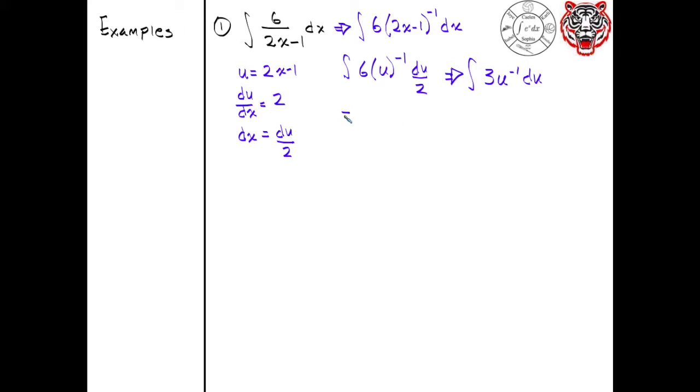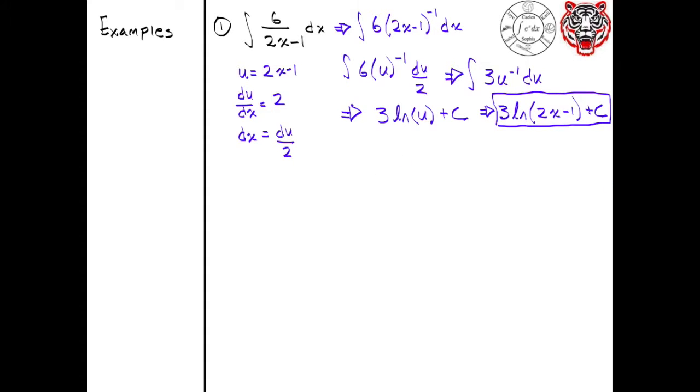So when I take the integral, using my rule, this is going to be 3 natural log of u plus c, and that is going to turn into 3 natural log of, what was u? u was 2x minus 1, so 3 natural log of 2x minus 1, plus c. Perfect. There is our final answer.